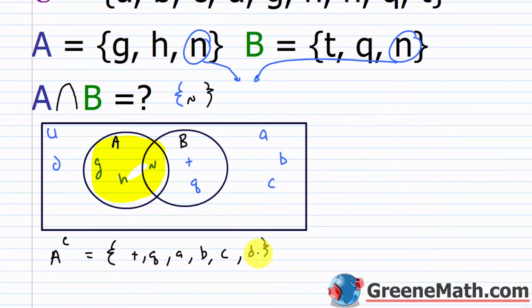And if I ask for B complement, that would be anything that's outside of this circle here. So let me highlight that real quick for you. So for this case, I'm looking at what? I'm looking at A, B, C, G, H, and D.